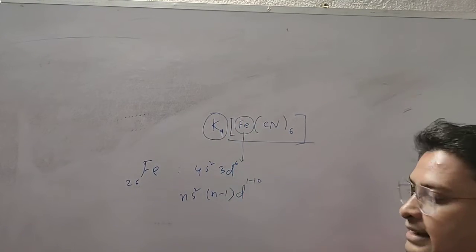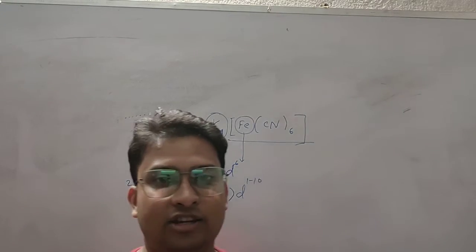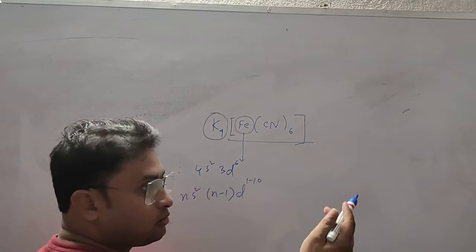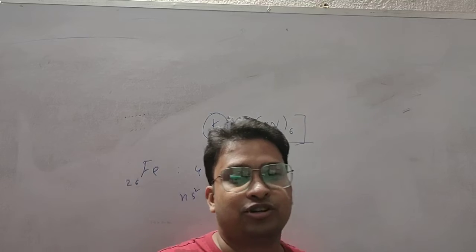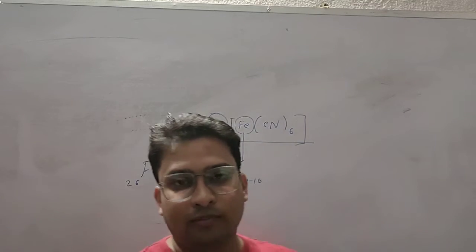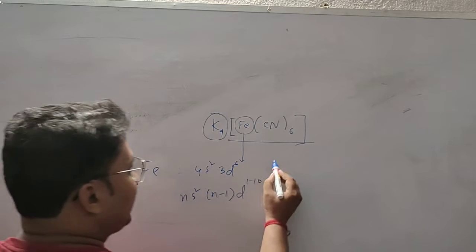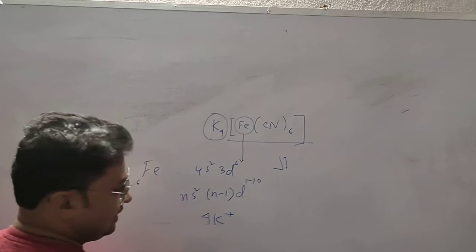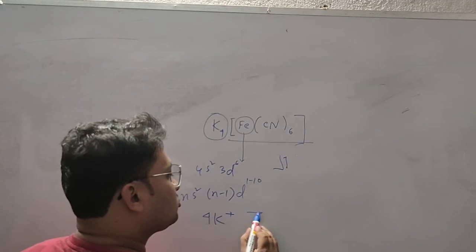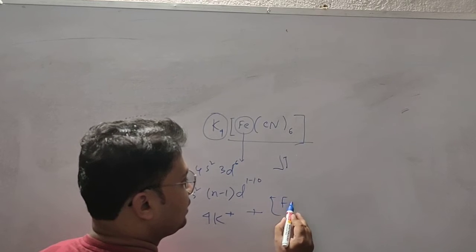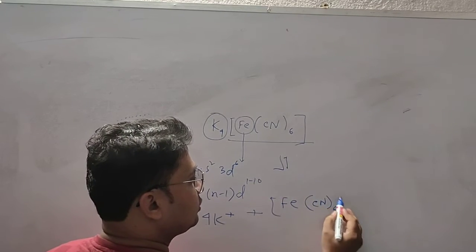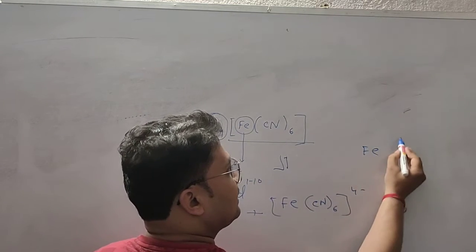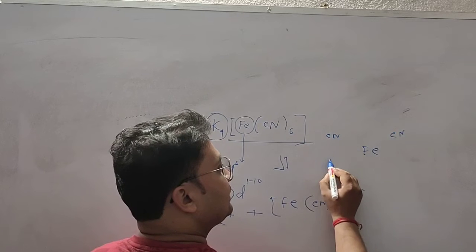So what is the tendency of Fe? The tendency of Fe is to collect the lone pair, to collect the electron, to collect the negative charge from the ligand. So now if we ionize K4[Fe(CN)6], it forms 4K+ as well as [Fe(CN)6]4-. So Fe is the central metal atom and CN are the ligands.